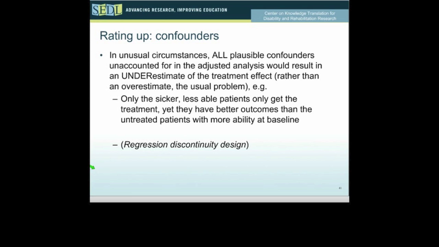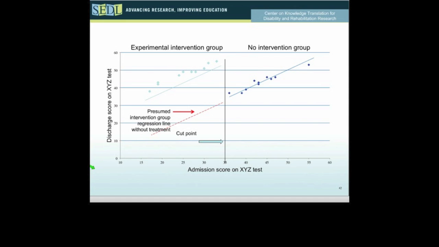Some of you may know this as the regression discontinuity design. And here it's illustrated. We measure admission on the XYZ test. We measure discharge on the XYZ test. The high scores on the XYZ test do not get treatment. So before and after, they get about the same score, and here they are. You draw the regression line, and it pretty much is on the main diagonal.